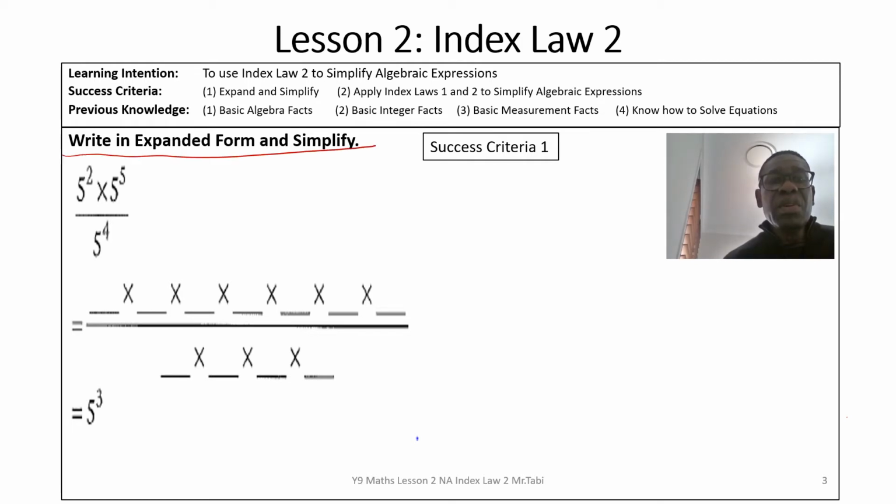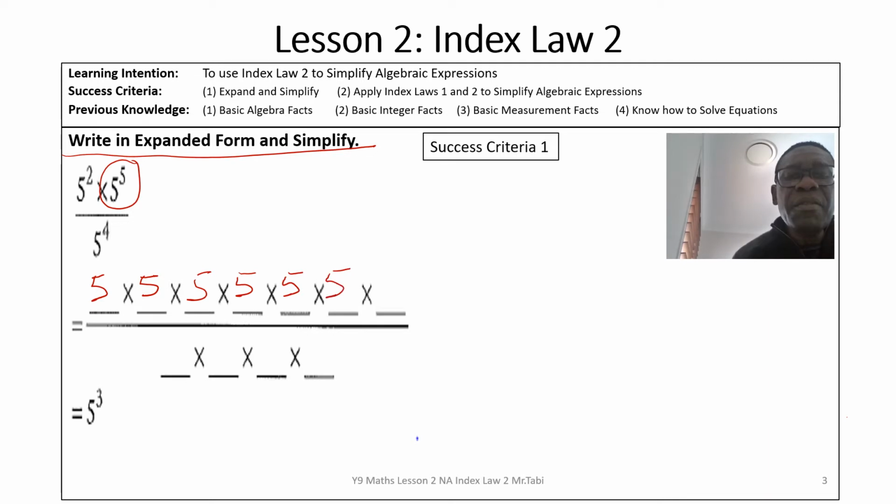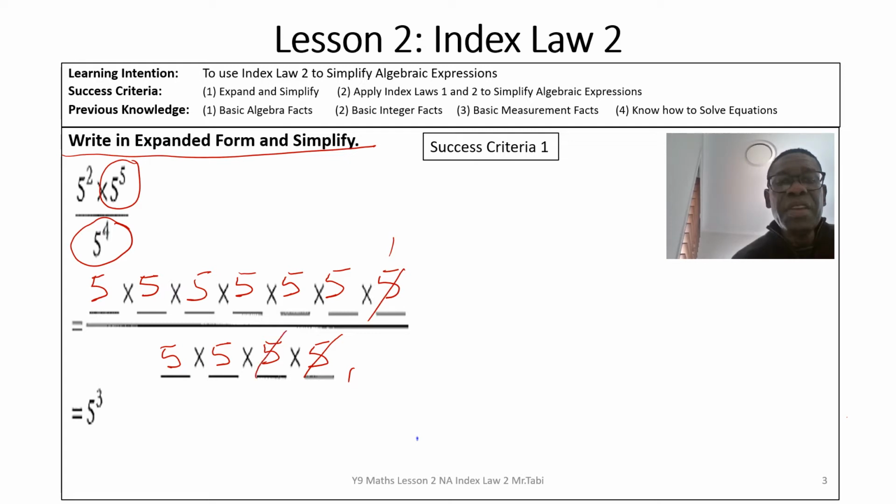Let's do another expand and simplify. But this time, we're combining law 1 and 2 together. Let's expand and simplify. 5 squared will be 5 times 5, and 5 to the power of 5 will be 5 times 5 times 5 times 5 times 5. And we're dividing by 5 to the power of 4, so 5 multiplying itself 4 times. Again, like we've done before, each 5 here cancels with a 5 here, giving 1.